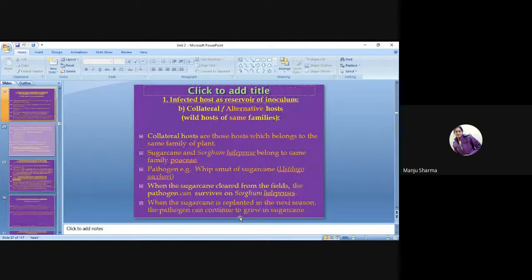Another type is infected host as reservoir of inoculum. Like first is collateral or alternative host, that is wild host of same families. Collateral hosts are those hosts which belong to the same family of plant. So these also provide the nutrients to the pathogen in the absence of the main host.